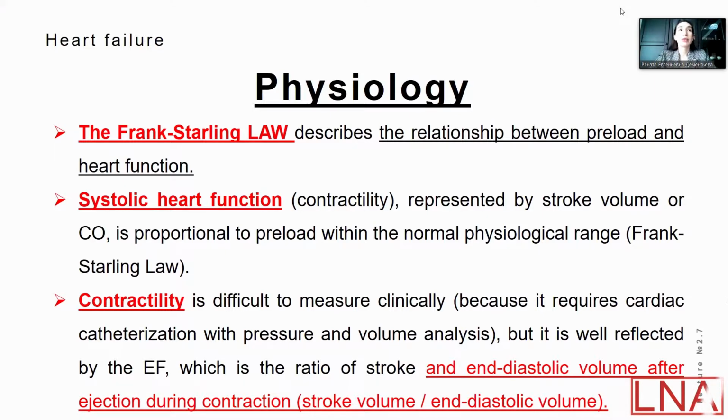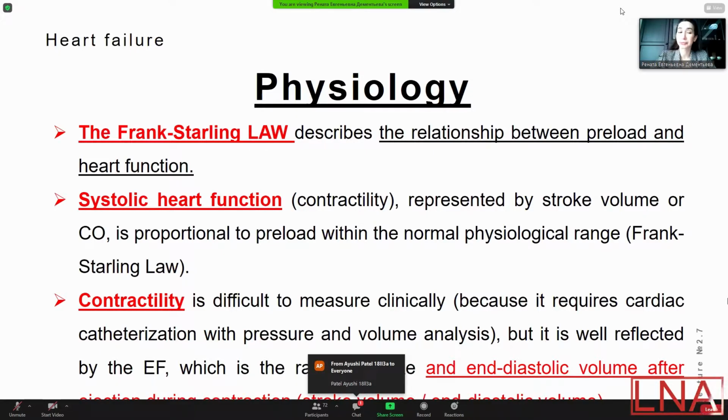Some points about normal physiology regulation. You discussed the physiology, the Frank-Starling law, which describes the relationship between preload and heart function. Systolic heart function, or contractility, is the main characteristic of systolic heart function; it's the level of cardiac output or ejection fraction. Stroke volume or cardiac output is proportional to preload within the normal physiological range.